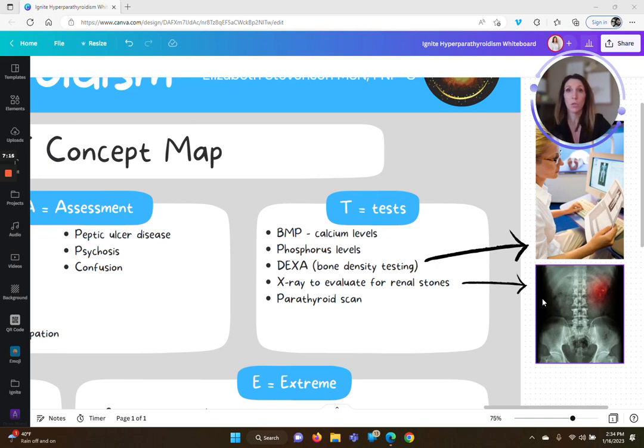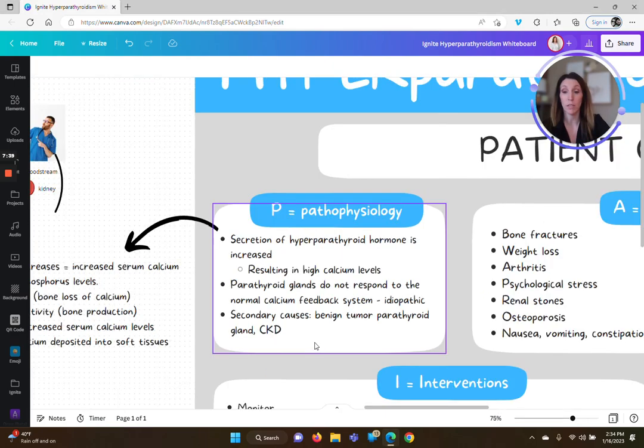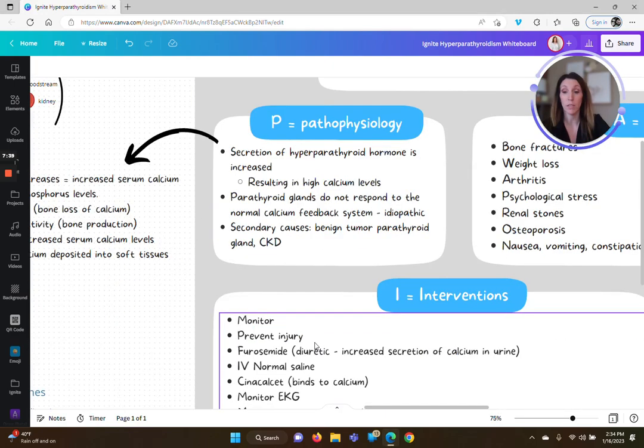Kidney stones are obviously extremely painful, but sometimes you can have kidney stones that are just sitting within the kidney and not actually causing symptoms. So we may want to go ahead and do an x-ray and see if they have kidney stones, even if they're not having symptoms. And then the parathyroid scan may need to be completed to check for a parathyroid tumor, which, as we discussed, could be a secondary cause of hyperparathyroidism.